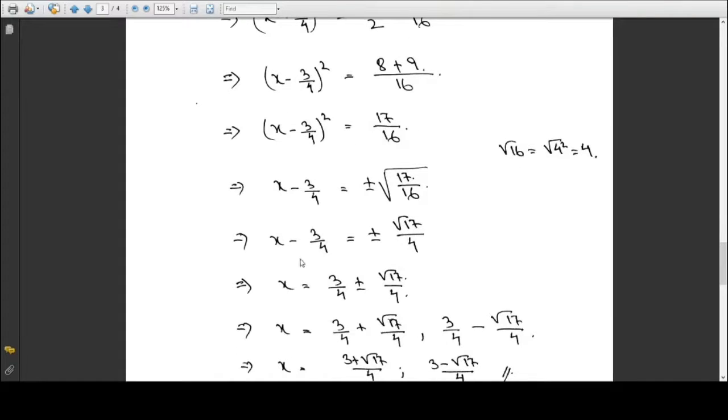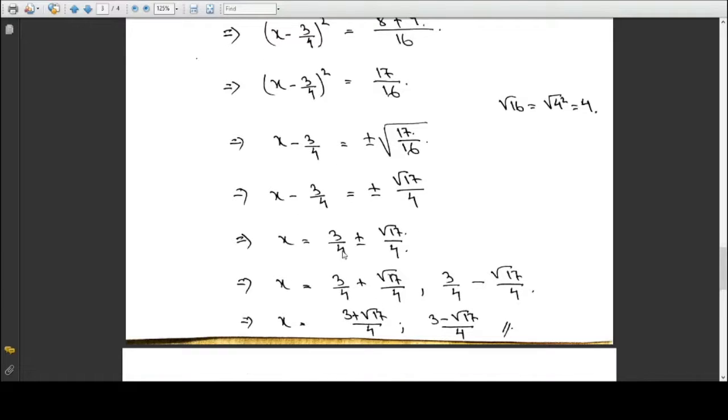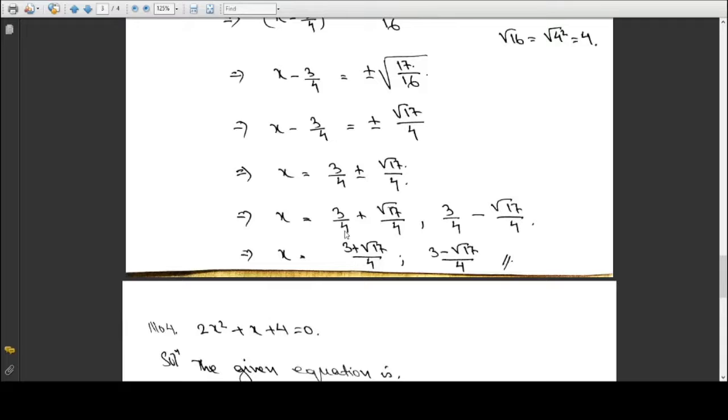And the next step, you take this minus 3 by 4 to the right side, you will have plus 3 by 4. You will have 3 by 4 plus minus root 17 by 4. Then one you take with plus, the other with minus. Then 4 and 4, the LCM is 4. 4 by 4 is 1. 1 multiplied by 3 is 3 plus root 17. Same thing here also. Here also you'll get 3 minus root 17 by 4, which is the solution. Okay, I think it's clear to you. Shall we move ahead?